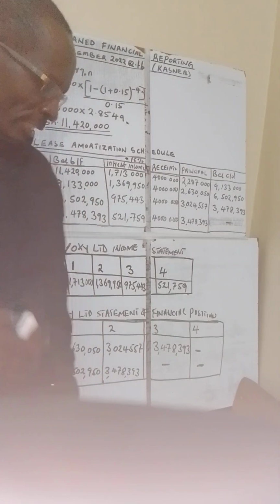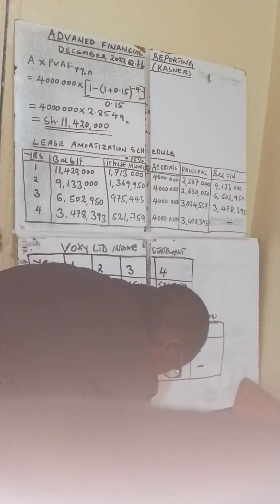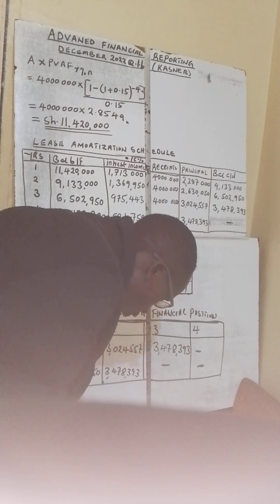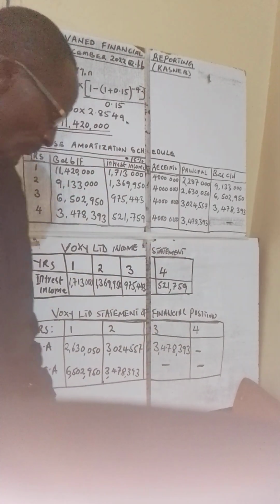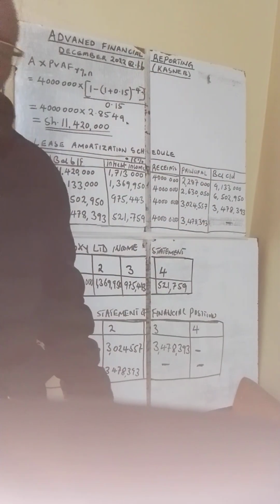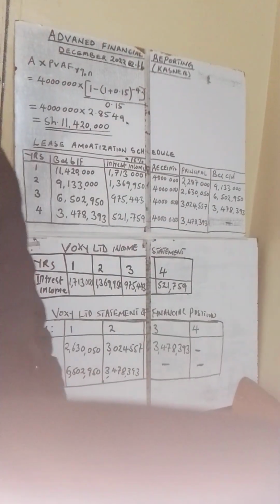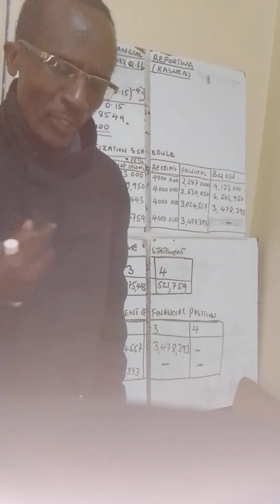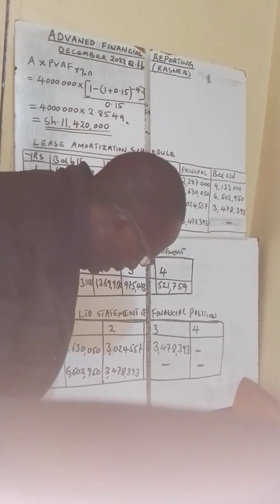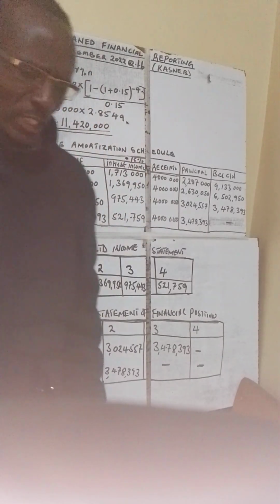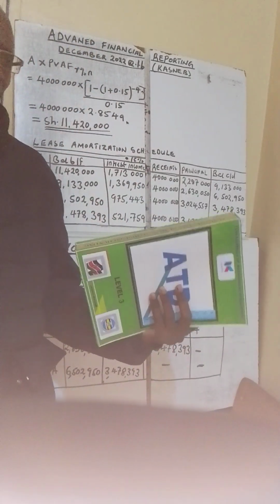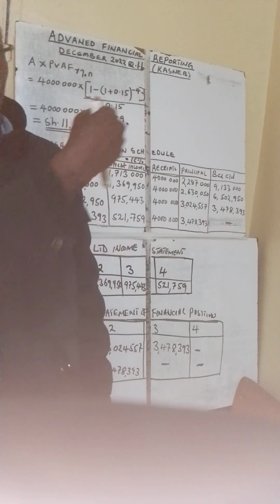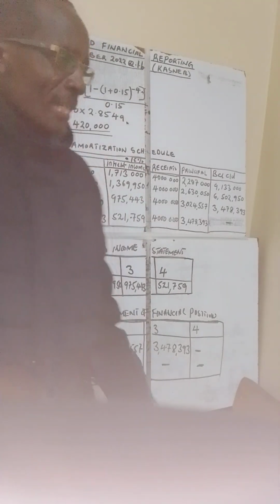The initial lease investment will be the equivalent of the present value of lease rentals receivable, i.e., the shillings. In this question we are given 4 million because they are paying 4 million for these 4 years. So the initial lease investment for this lease arrangement entails calculating the present value of these 4 million which they are paying as at today.